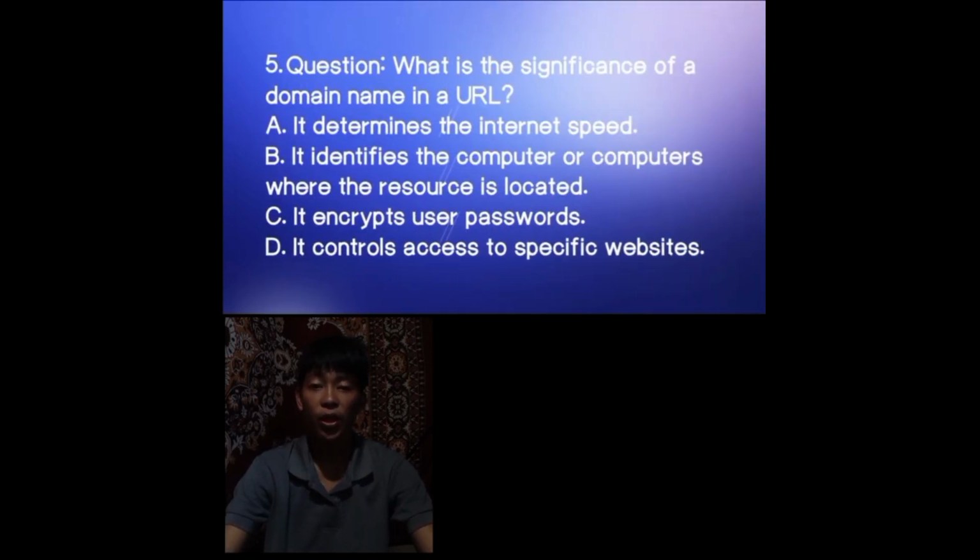Number 5 question. What is the significance of a domain name in URL? Letter A. To determine the internet speed. Letter B. To identify the computer or computers where the resource is located. Letter C. It encrypts user passwords. Letter D. It controls access to specific websites.